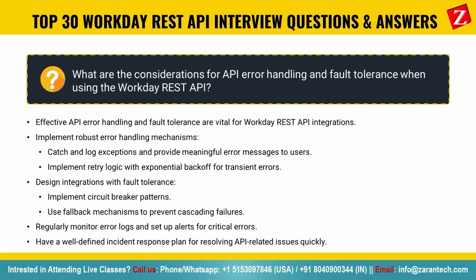Regularly monitoring error logs and setting up alerts for critical errors is another important aspect of maintaining fault tolerance. This allows teams to proactively identify and address issues before they escalate. Finally, having a well-defined incident response plan is essential for resolving API-related issues quickly. This plan should outline steps for identifying, troubleshooting, and resolving issues, ensuring minimal impact on operations.